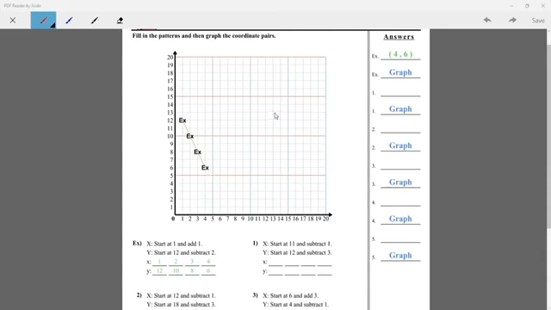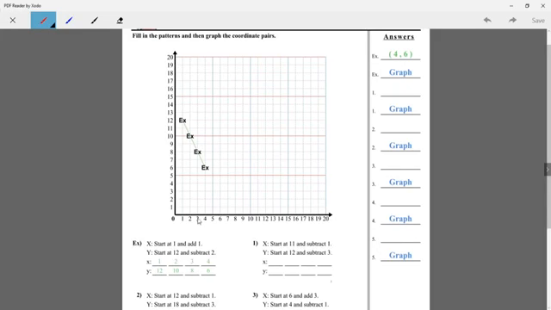Today we are going to go over some more graphing and coordinate planes. So we're going to go over specific patterns in this one. Basically, for these questions, as you can see in number 1, it says start at 11 and subtract 1.